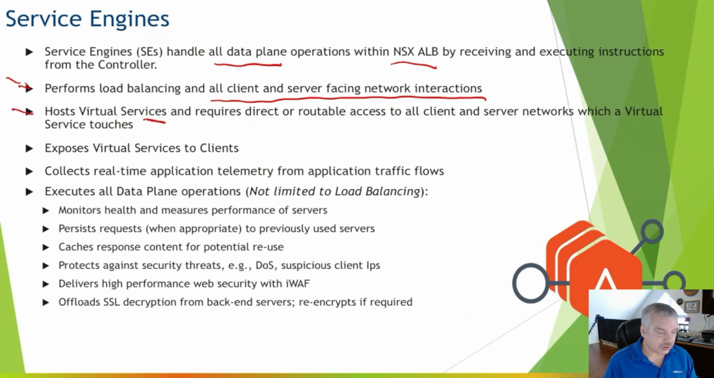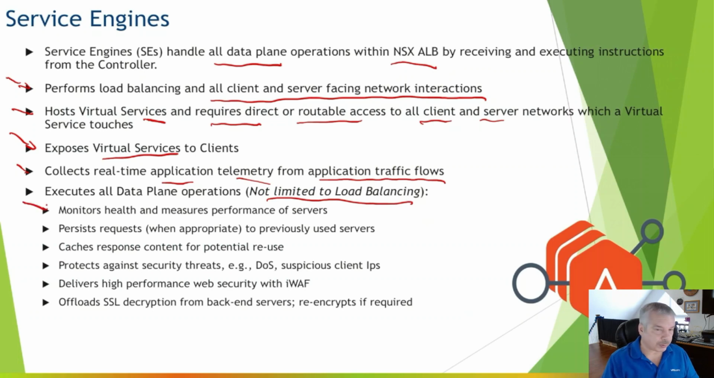It hosts virtual services and requires direct or routable access to all clients and servers. That makes sense because the client needs to hit it and it needs to talk to the web servers, right? So it needs routed access, at least, to the clients and the servers you're load balancing. It exposes virtual services to the clients. A virtual service could be like the IP address, right? It collects real-time application telemetry from application traffic flows. Remember, everything's flowing through it, so it knows what's going on, and it reports all that back to the controller. So it's not limited to just load balancing. It does monitoring as well.